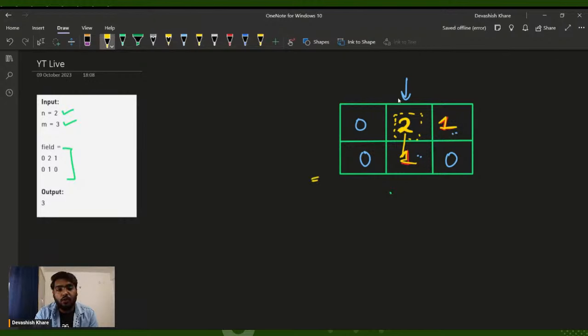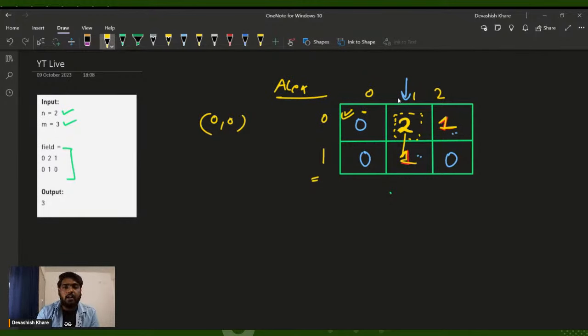And what do we have to do with it? Now we understand how the field is working. What is our task? If we see this field in the form of a matrix, at 0,0, that means this cell, Alex is standing. And he wants to reach this destination cell, which is n minus one, m minus one, or we can say 1,2. This is the starting point, this is the ending point.